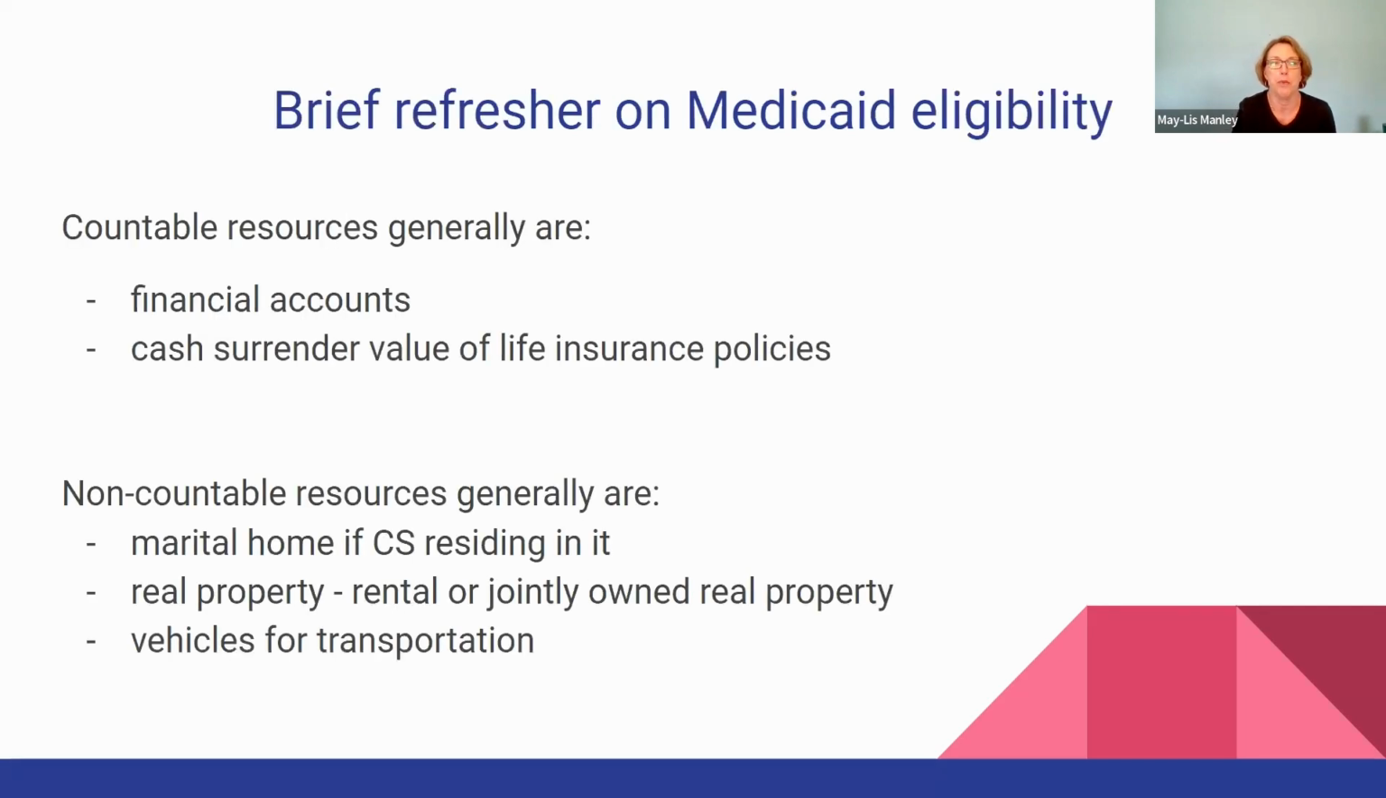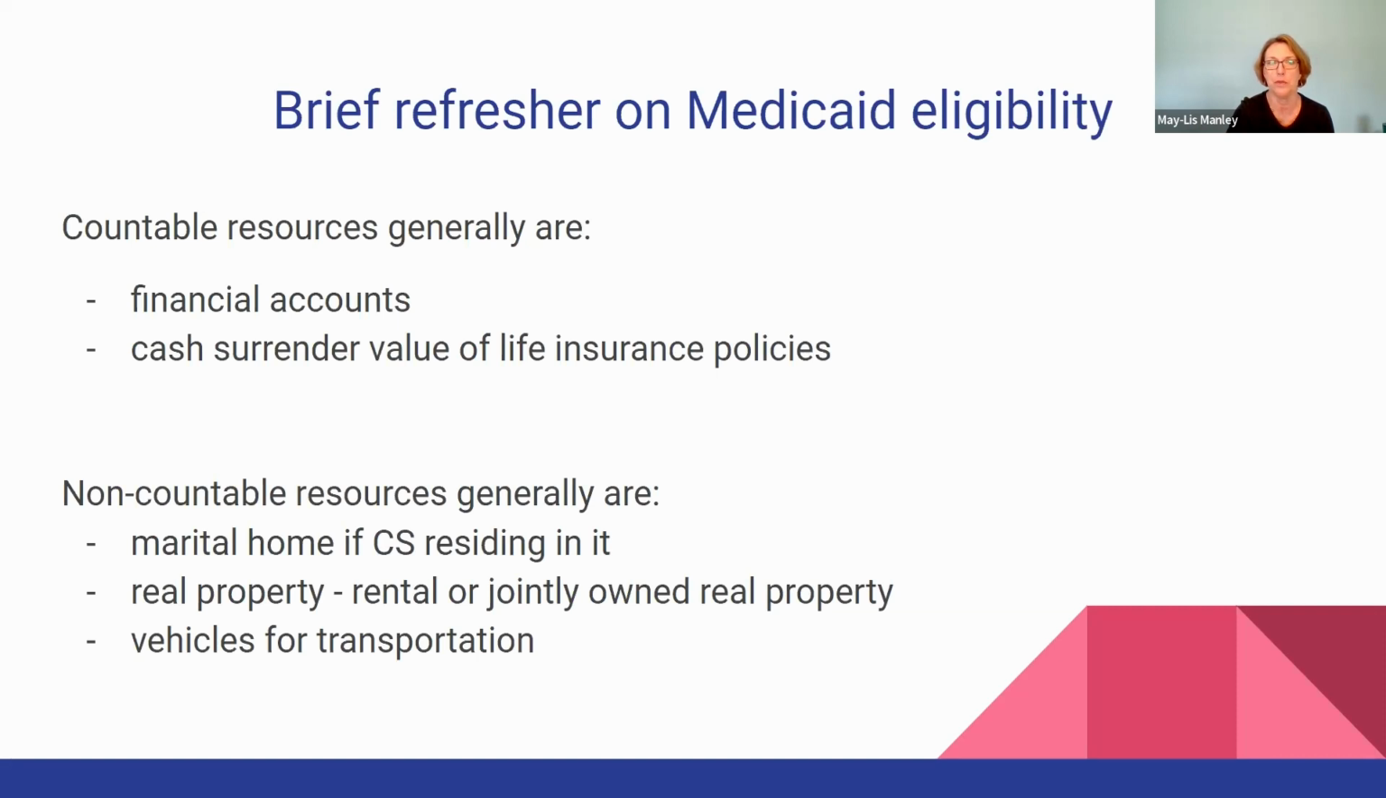So we're going to start with a very, very brief refresher on Medicaid eligibility and not get bogged down in this part a whole lot, but you need to understand the basics to understand why the planning later on is also important. So financial eligibility for Medicaid considers countable and non-countable resources. I call them resources. A lot of you probably think of these as assets, and resources is just the term we use in Medicaid. So there are two types of resources, countable and non-countable.